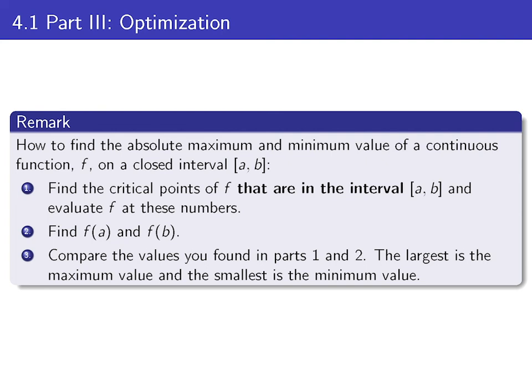So here is a process by which we can find the absolute maximum and minimum values of a continuous function on a closed interval. The first step is to find all the critical points of f in the domain that's given. Then you evaluate f at all those critical points. Next, you evaluate f at the endpoints of your interval. At that point, you have a list of numbers. The largest of those numbers is the absolute maximum value. The smallest of those numbers is the absolute minimum value.